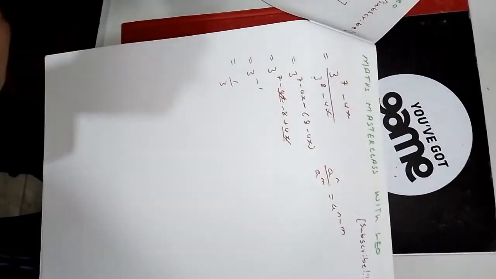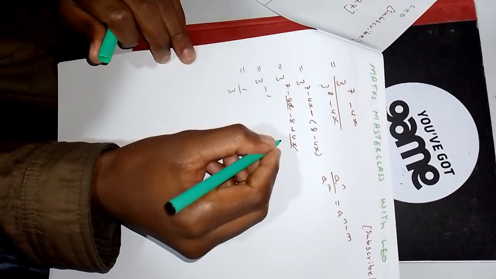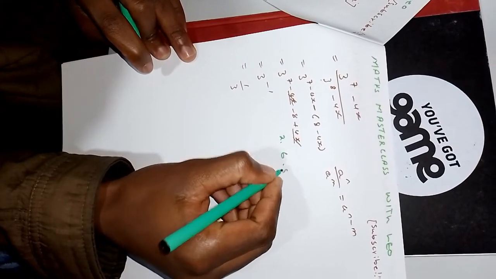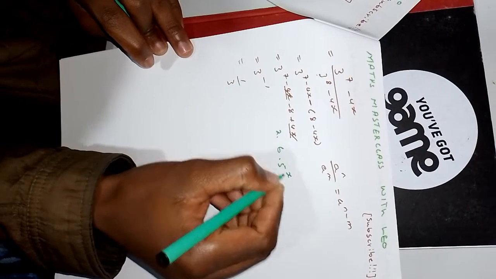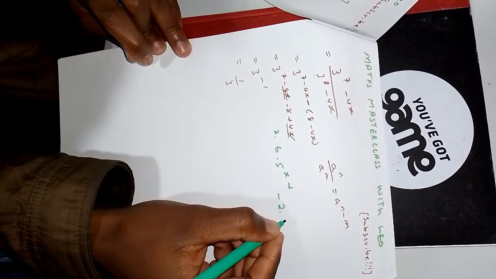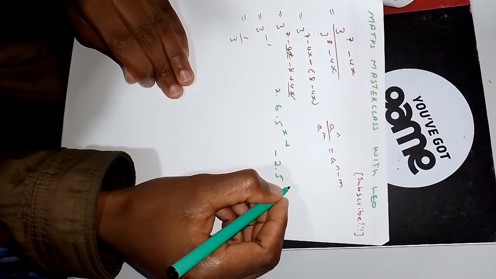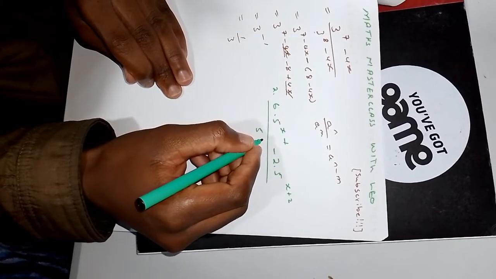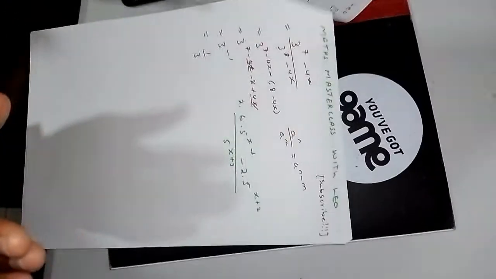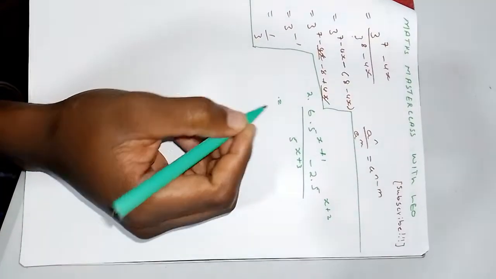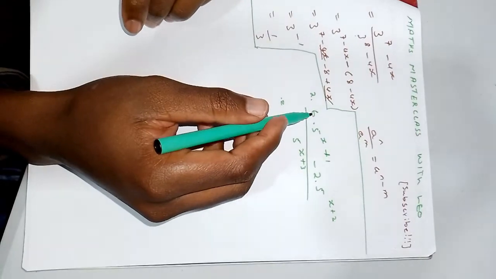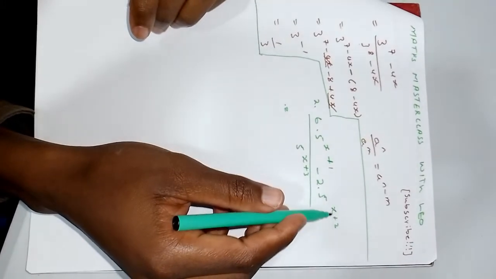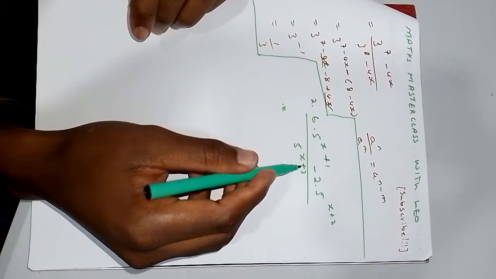Then let's go to the next question. It's still simplifying the expression. We are given 6 multiplied by 5 to the power x plus 1, minus 2 multiplied by 5 to the power x plus 2, all over 5 to the power x plus 3.